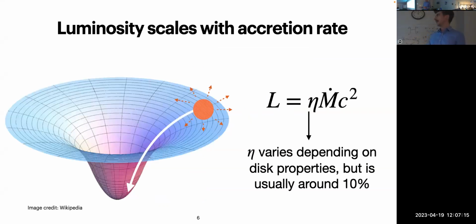And an important point that I want to bring up here, because it's going to come up later in some of my work, is that luminosity, the brightness of these things, scales directly with the accretion rate. So the amount of material falling onto the compact object is directly proportional to the luminosity of the system. And so we can represent that proportionality using this eta parameter, which is sort of an efficiency. And that's related to different properties of the system, but it's usually around 10%. So this is one of the most efficient methods of creating energy essentially in the universe.